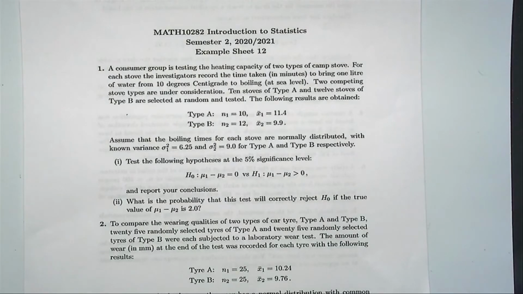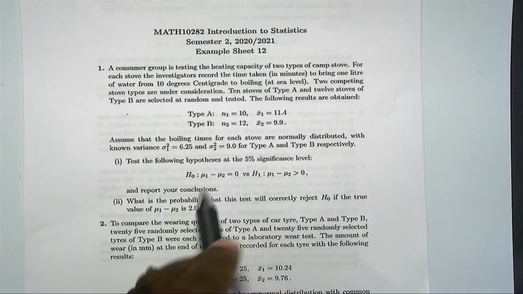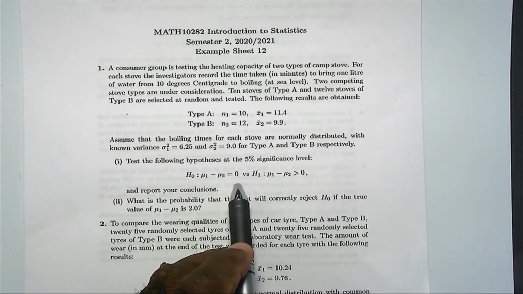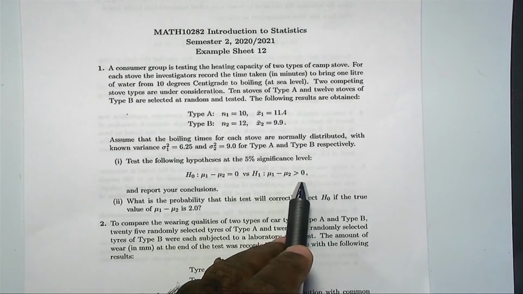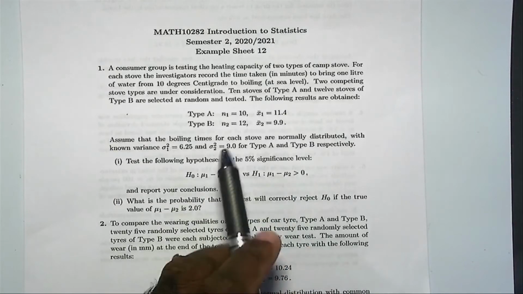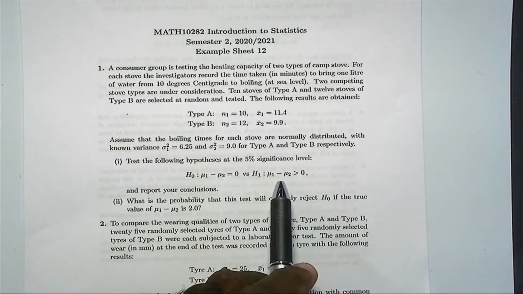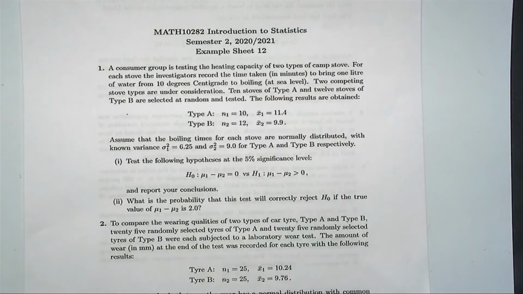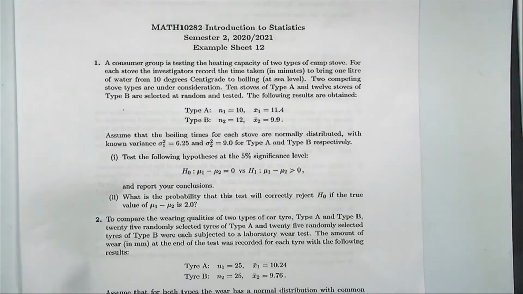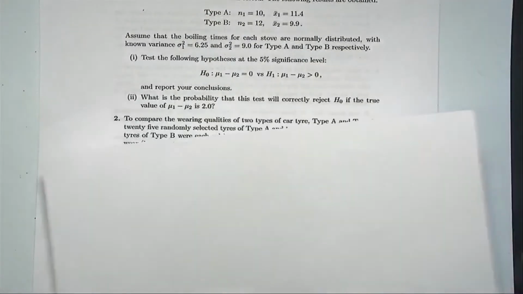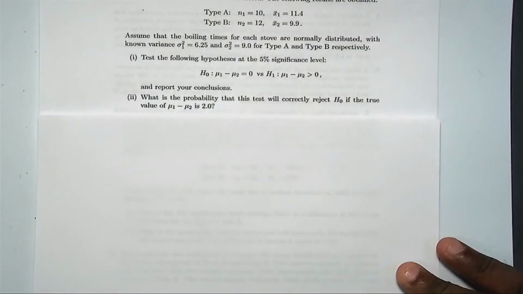So let's start with question 1. It has 2 parts. The first part is to test the hypothesis mu1 minus mu2, the two population means, equal to 0 versus greater than 0. This tutorial sheet is on 2 sample tests of hypothesis, so if you look at the video for that, that will help. Okay, so let's start with part 1.